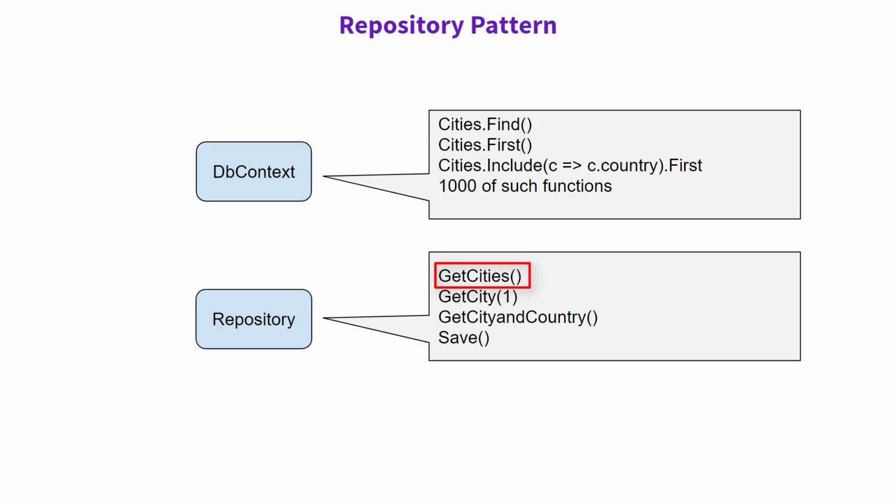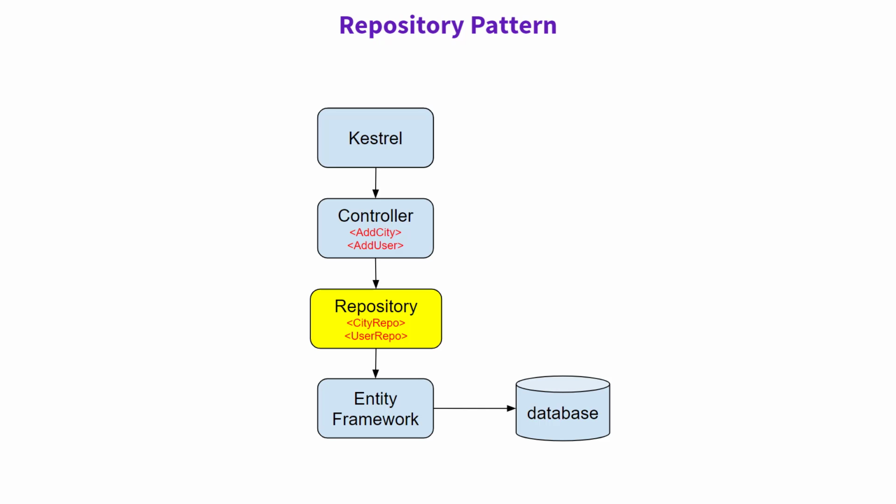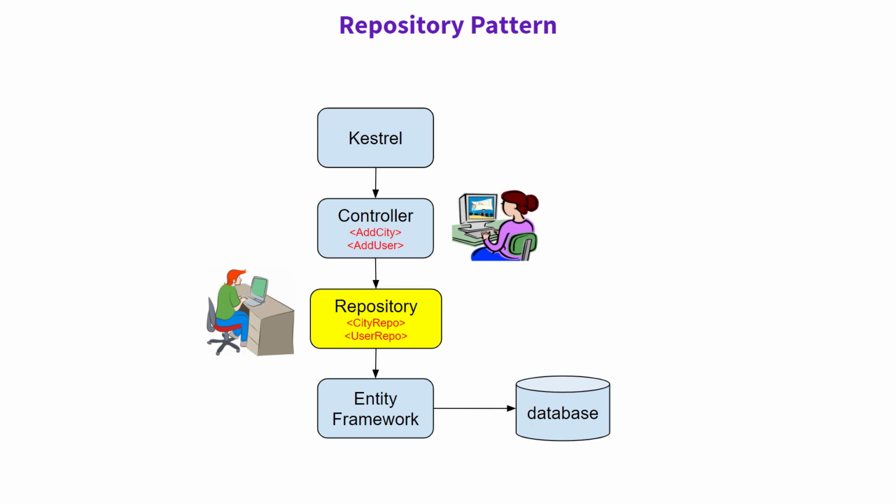And using this approach, we can divide development work across different levels of skills. For example, with this decoupling, the developers who are experts in Entity Framework can work on the repository, and the developers who are experts in domain logic can work on controllers without worrying about writing database query logic. So these are a few major benefits of using the repository pattern.